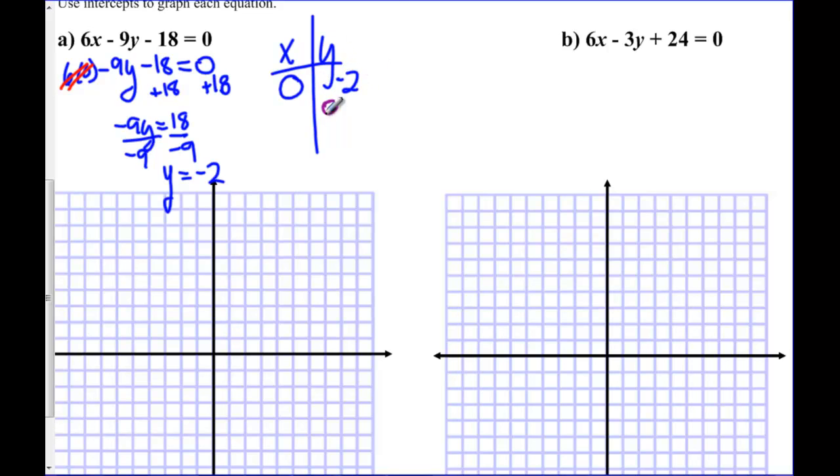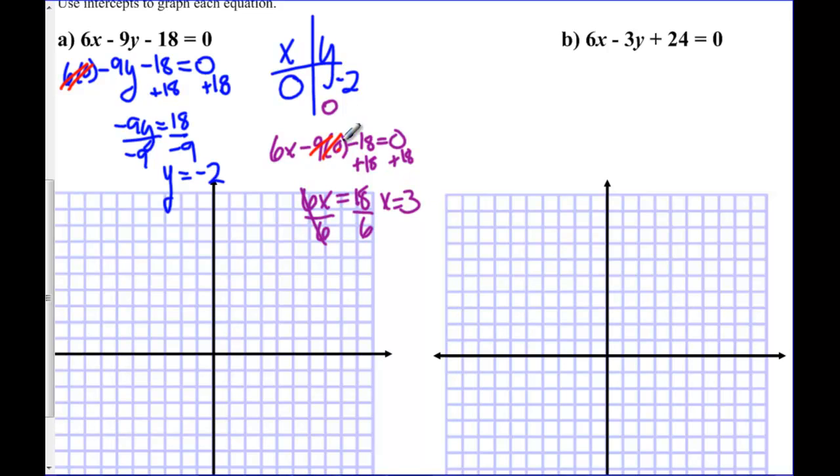All right, so now we're going to do our x-intercept. So plug in 0 for y. So 6x minus 9 times 0 minus 18 is 0. That 9 times 0 we don't care about. Subtracting 0 doesn't change anything. So we got 6x minus 18 equals 0. Add the 18 to both sides. So we have 6x equals 18. Divide, divide. So we're going to get x is 3.